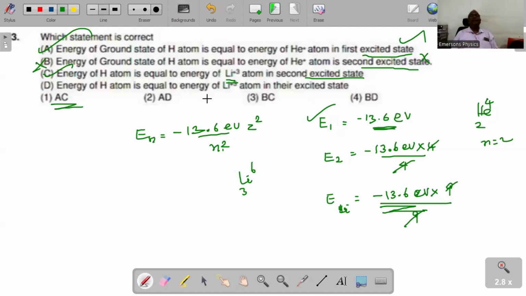Energy of the hydrogen atom is equal to the energy of the lithium atom in the first excited state. It won't be 9, it will be 4. 9 by 4 will come, so it won't match with this value. So A and C are correct. This is the correct answer.